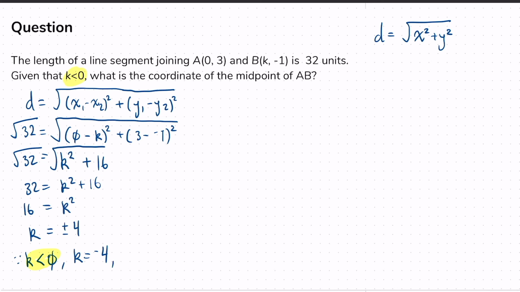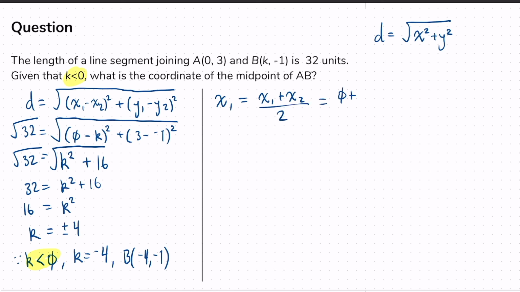So B is equal to (-4, -1). Now we can find our midpoint. So what is the midpoint? Well, I'm going to need my x value and my y value. So the midpoint of the x value, well, that's x1 plus x2 over 2. x1 is 0, plus k, which is -4, over 2, which equals -2. Right, -4 divided by 2 is -2.